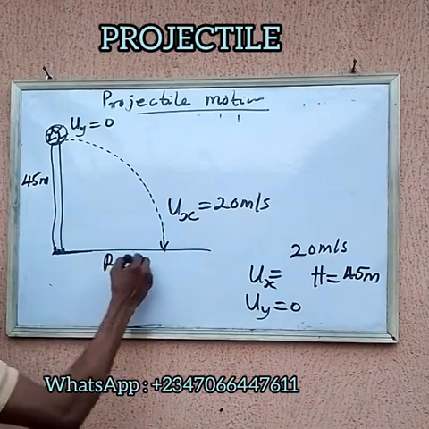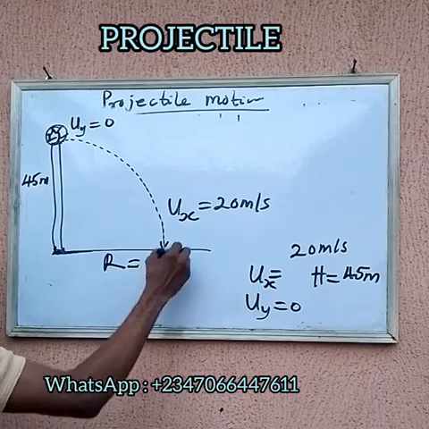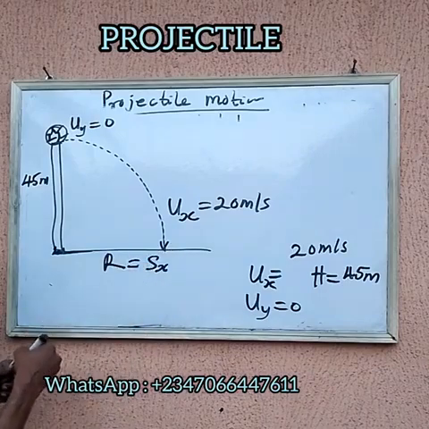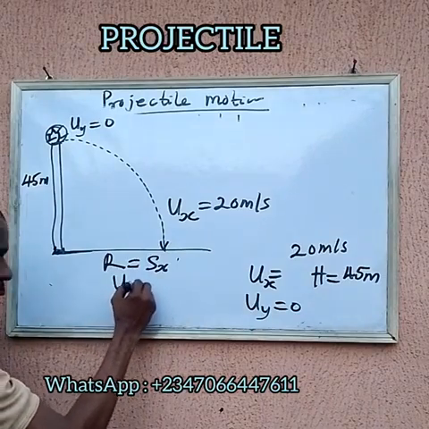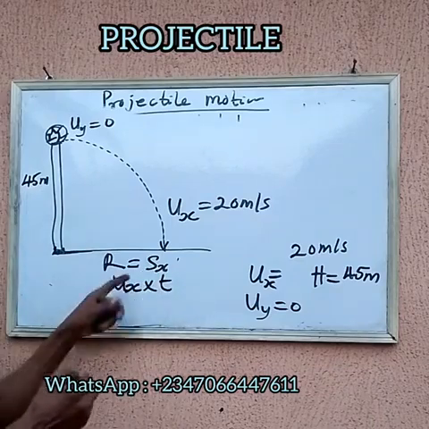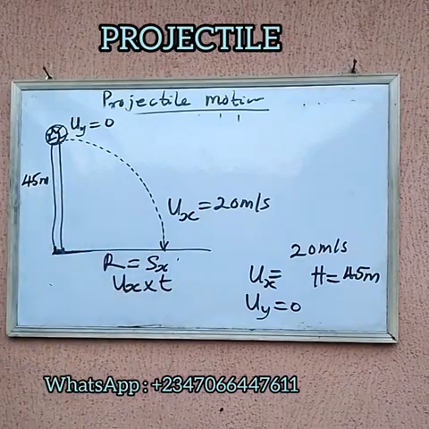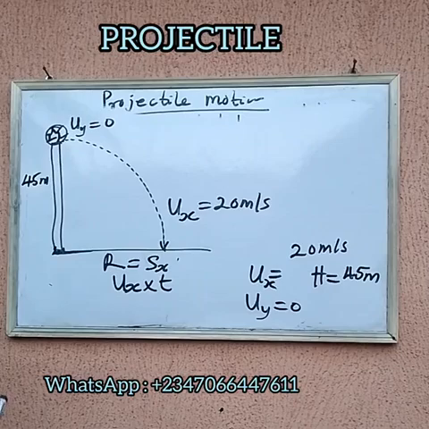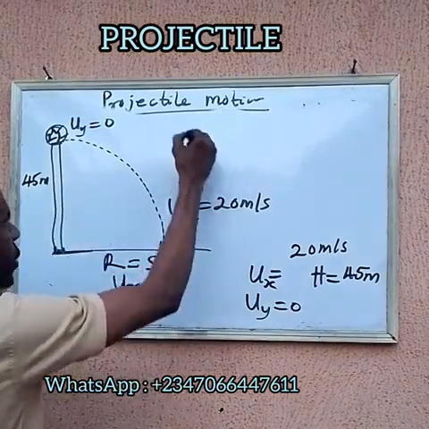Now this range here will give us the x. This x is equal to ux multiplied by t, and that t is the time of flight, the time it takes to come to the ground. Now let us consider the vertical motion from this projection. Remember the height of the building to get the time.